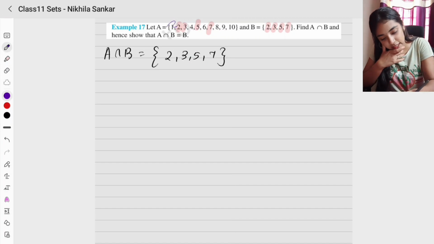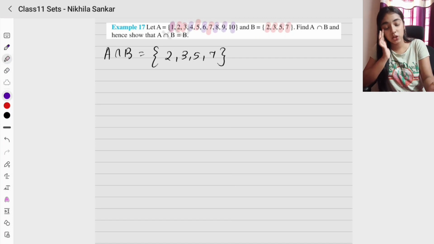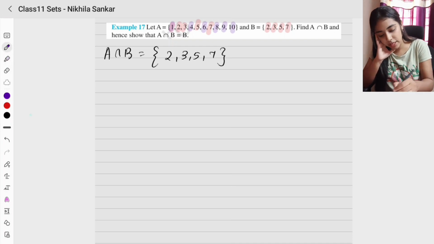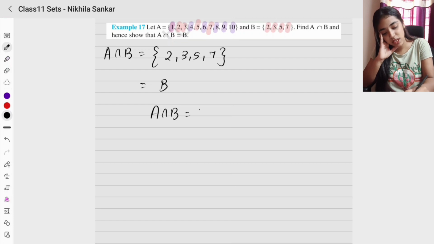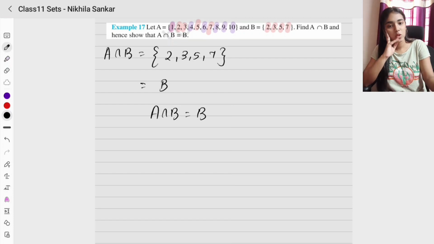I see that I don't have 1 here. 1, 4, 6, 8, 9, 10 are all not in set B. So those are all not the common elements. Okay, so common elements illana adu eludha koodadu. So I have A intersection B is going to be 2, 3, 5, 7, which is going to be my set B. So I see that A intersection B is going to be my set B. Okay, as simple as that.